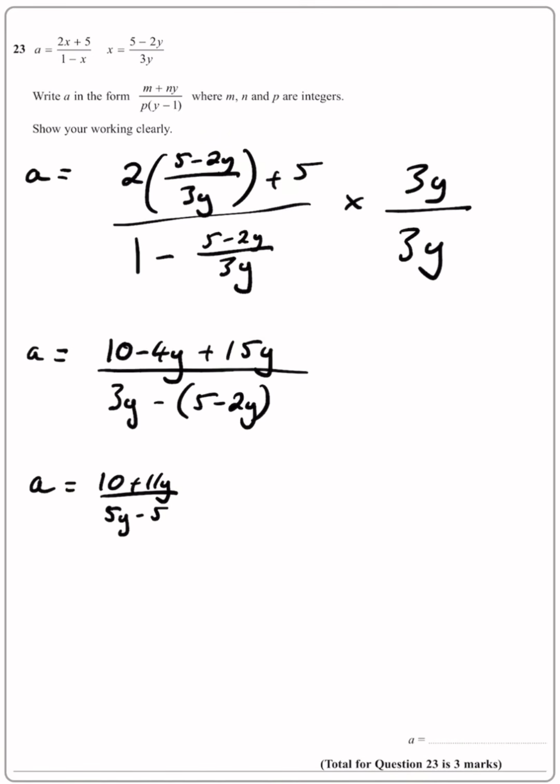Then simplifying the numerator and the denominator, we'll get 10 + 11y over 5 lots of y - 5, and factorize the denominator, leaving us with (10 + 11y)/(5(y - 1)), which is in the form the question wanted.